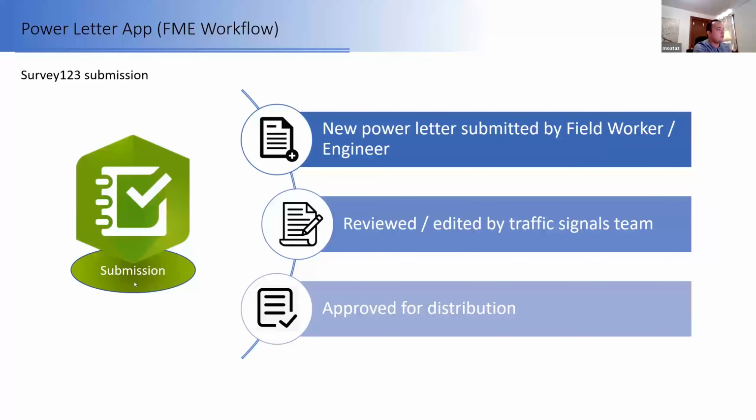So whenever a Survey 123 submission is done, this can mean one of three things. A new power letter was submitted by a field worker or engineer, or an existing power letter was reviewed and edited by the traffic signals team. And thirdly, it can be a final approval on the power letter, which should be followed by a distribution of the power letter to the customer and the power supply company, which is currently done automatically through the FME workflow.